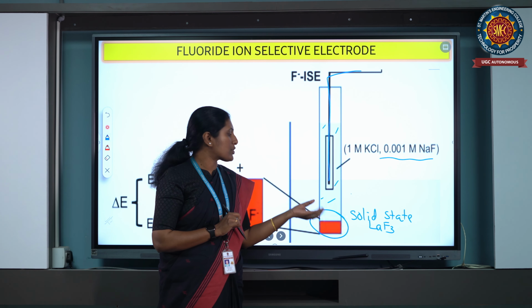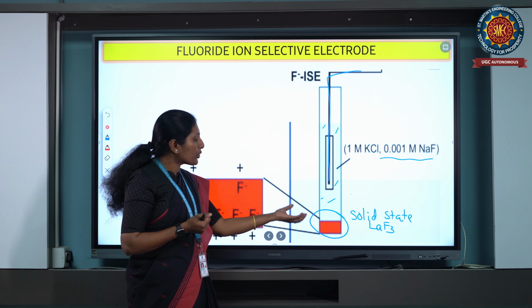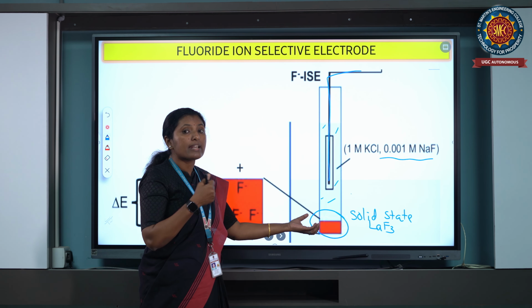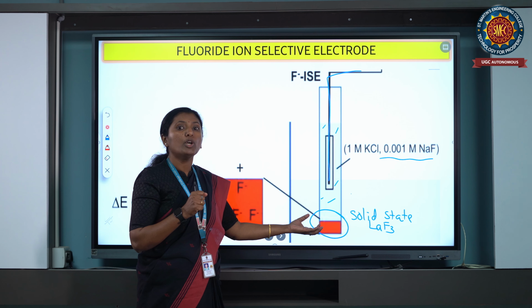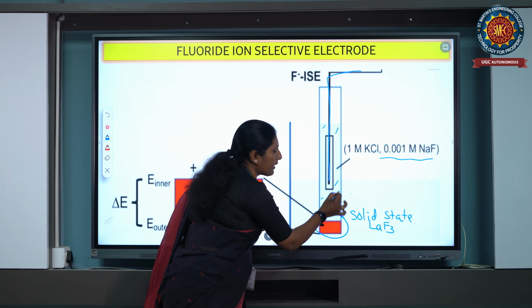So what is the purpose of doping? In order to increase the conductance. Because of the conductance purpose only, we increase the conductance by doping with the europium. That's why, here already I told you, fluoride ions are there.